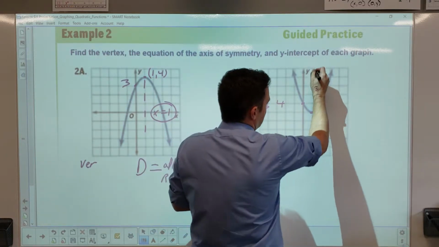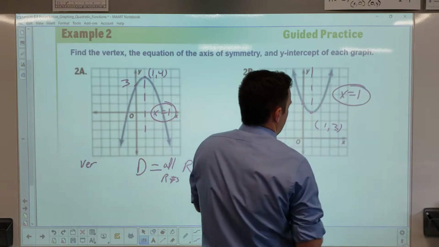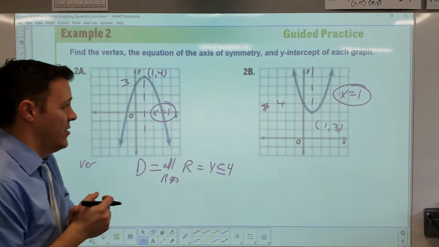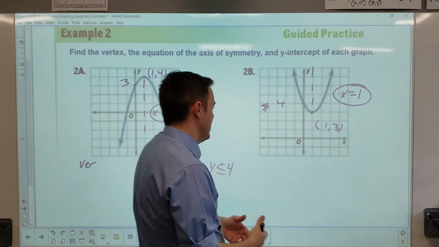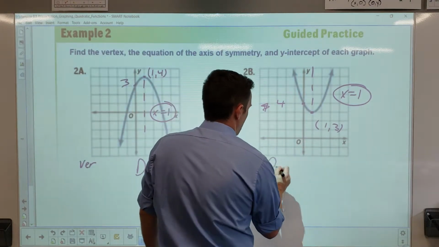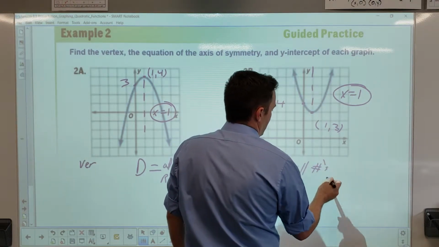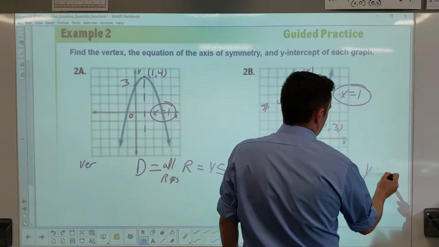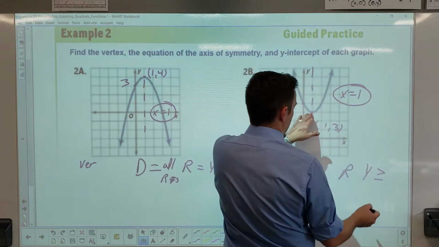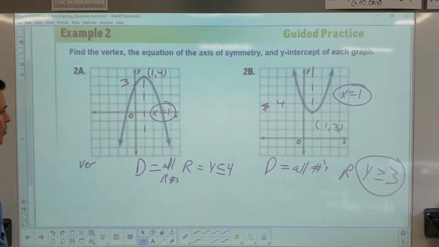And then my axis of symmetry here is going to be x equals 1. Yes, axis of symmetry, sorry. Y-intercept, I've been saying it all day, so I'm starting to get a little crazy with it. Domain is all real numbers. And then my range is going to be every y value that is greater than or equal to 1, 2, 3. All right, that's the big key aspect as we go forward.